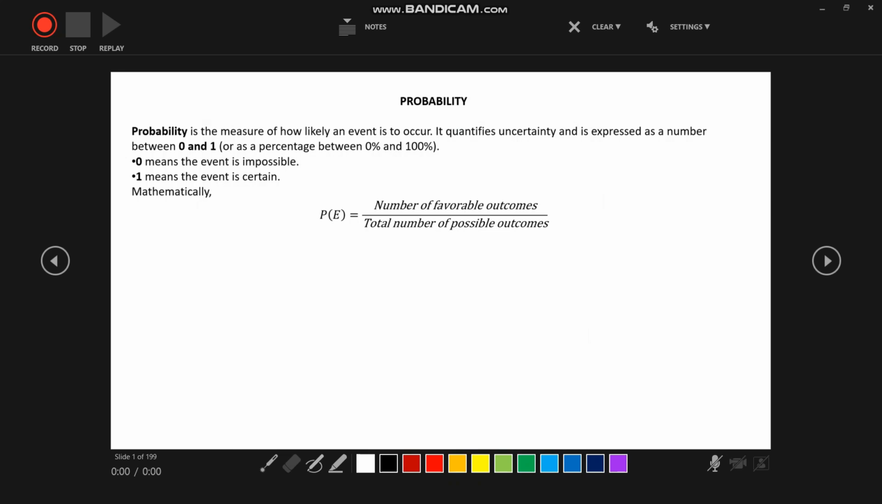The same meaning is applicable in mathematics. Probability has the same meaning in mathematics, but we express probability as a number. The probability of any event, the probability of something happening, is always between 0 and 1. If the probability of something happening is 0, it means that thing will not happen.